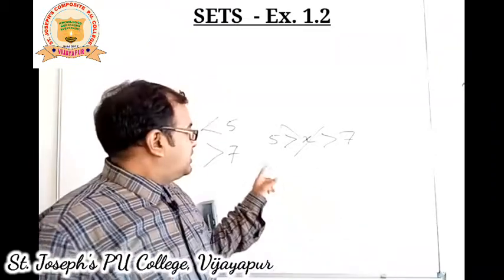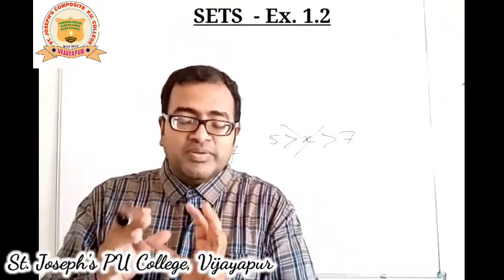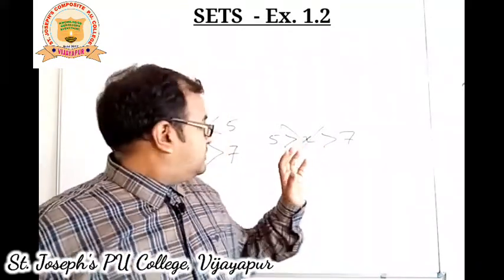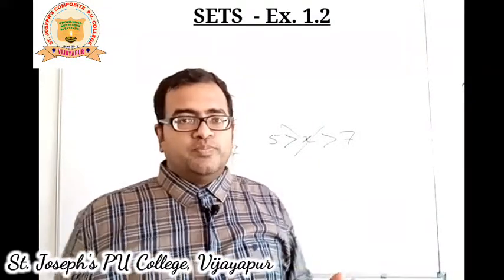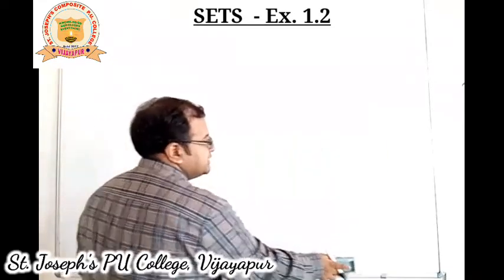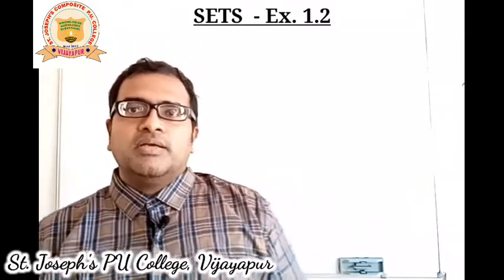Clear? The number comes between 5 and 7, but not exactly between. I cannot say the word between here. It should be greater than 7, lesser than 5. This is not true. True? Understood? Fine. So, the third answer is a null set. Let's go for the fourth sub question.